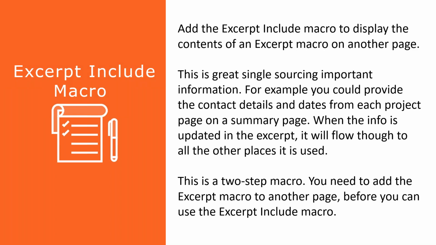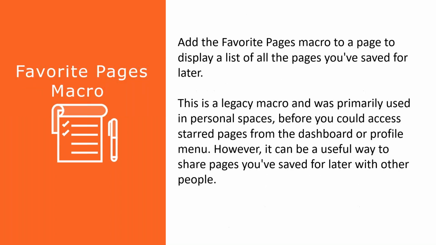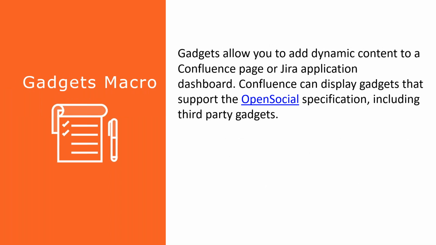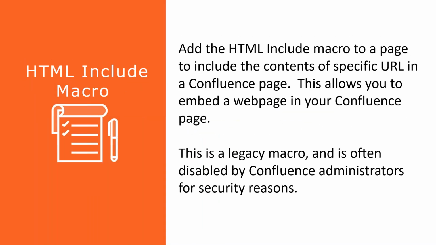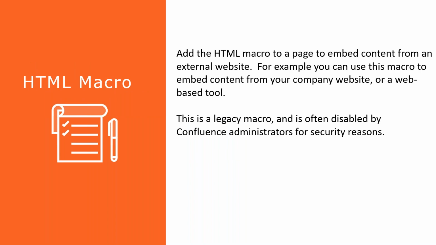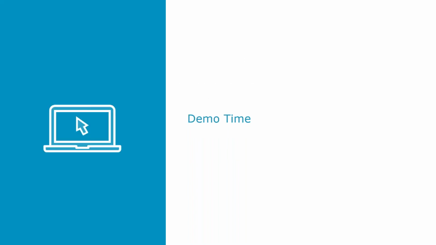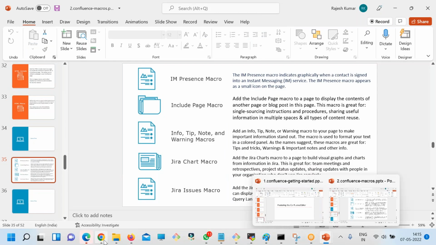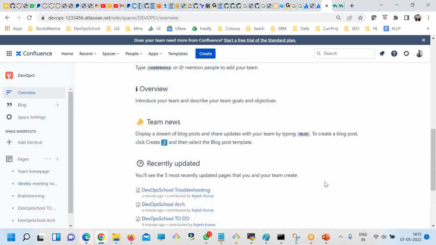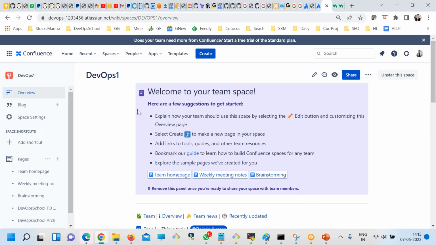Include, just now I showed you, excerpt, and excerpt include macros, gadget macros, gallery macros, some global report macros, HTML include macros, HTML macros here, and stuff like that. So yes, guys, there are so many macros which you have in here, and you have to practice them. So now are you clear what to do in Confluence?